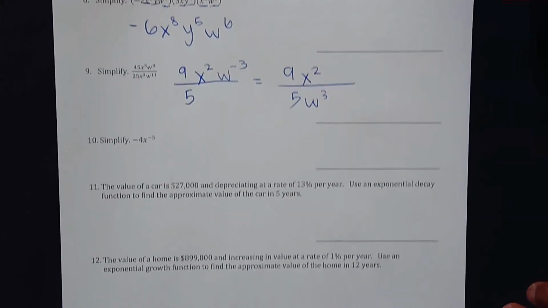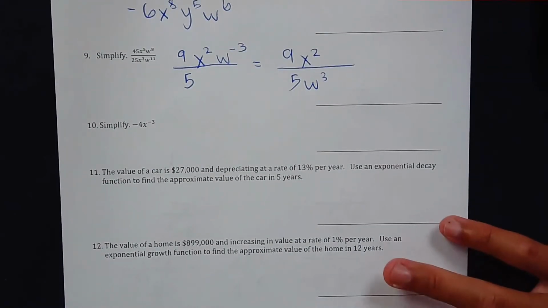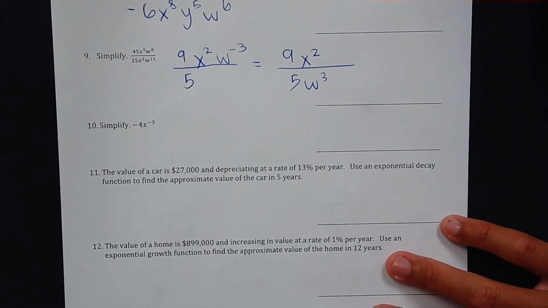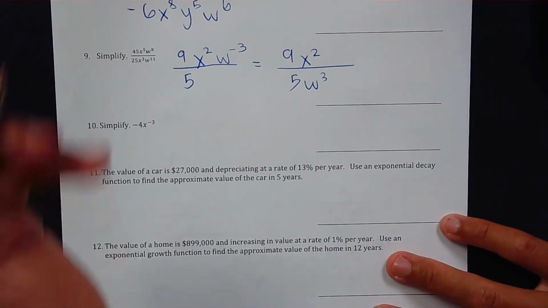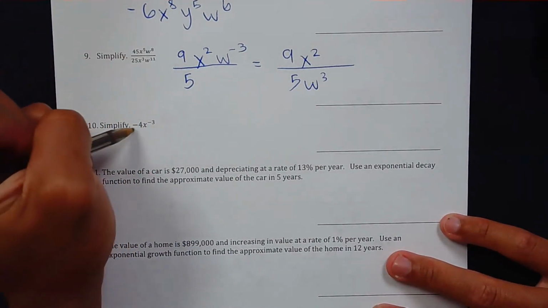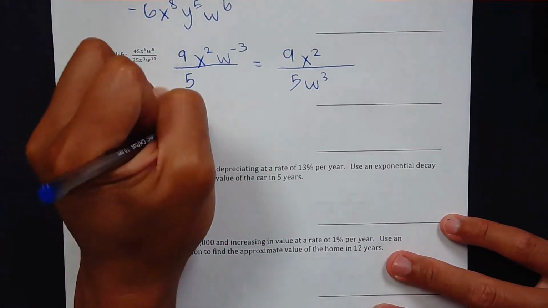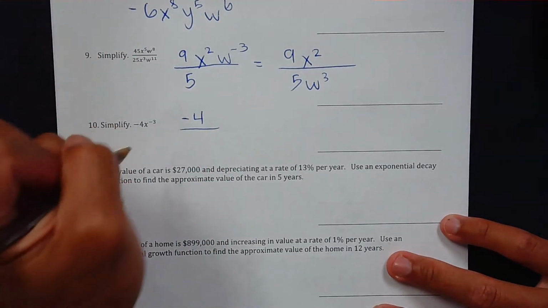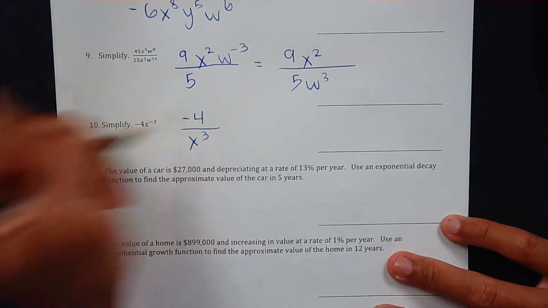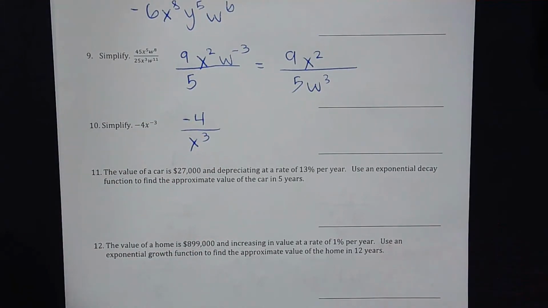All right, question number 10. We have negative 4 multiplied by x to the negative 3. So remember, when something has a negative exponent, we bring it down. We don't care that this is negative. We only care about negative exponents. So that negative 4 still stays in our numerator. That changes to x to the 3rd power. That's our final answer.